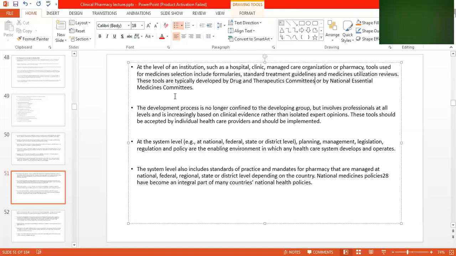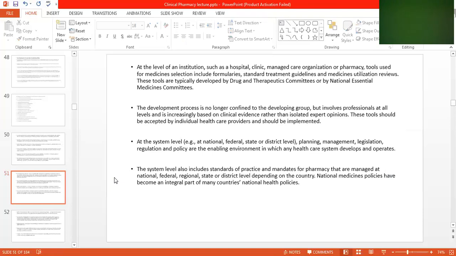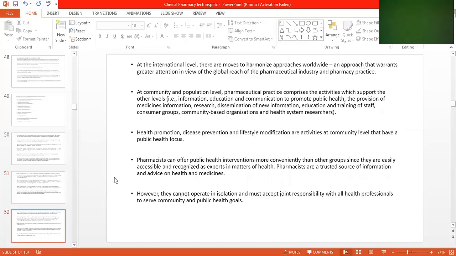National medicine policy becomes an integral part of any country's national health. So we must have a national medicine policy which is an integral part of the national health policies.